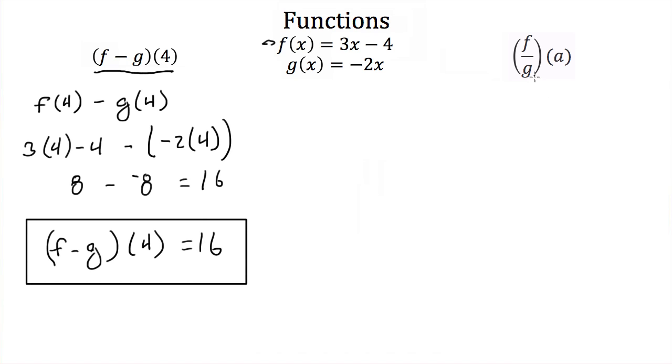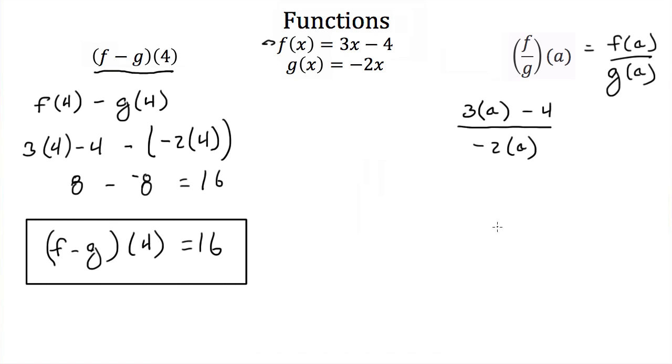Here we want to find f divided by g of a. All we're going to do is plug in a into both of these functions and then divide the f function by the g function. So we have 3 times a, because a goes in for x, minus 4 over negative 2 times a, because a goes in for x. This is the same as f of a over g of a. And I can't do much simplification with this, so this is 3a minus 4 over negative 2a.